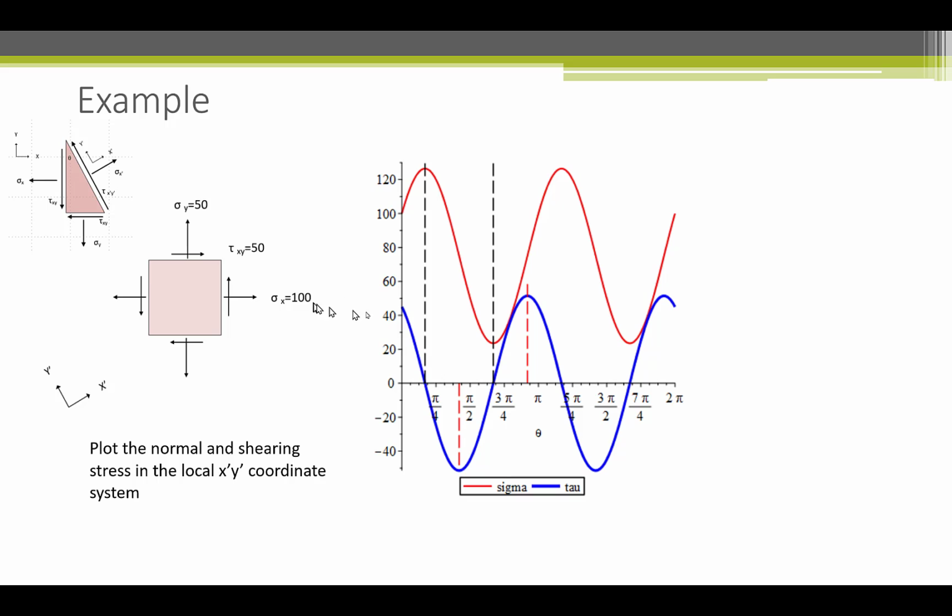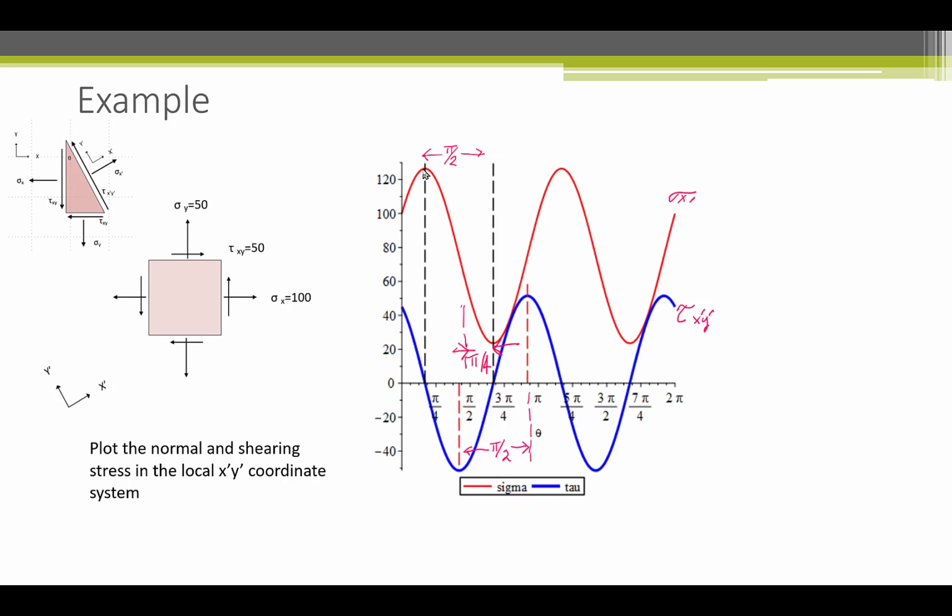For right now, just notice that the starting point here is 50 on the shear stresses. Recall that these are the same from basic statics, and we have 100 here on the normal stress. So again, red is the normal stress plot and blue is the shearing stress. I want to point out that when you do this plot, you really only need to go 180 degrees because you can see that everything repeats after 180 degrees like we talked about.